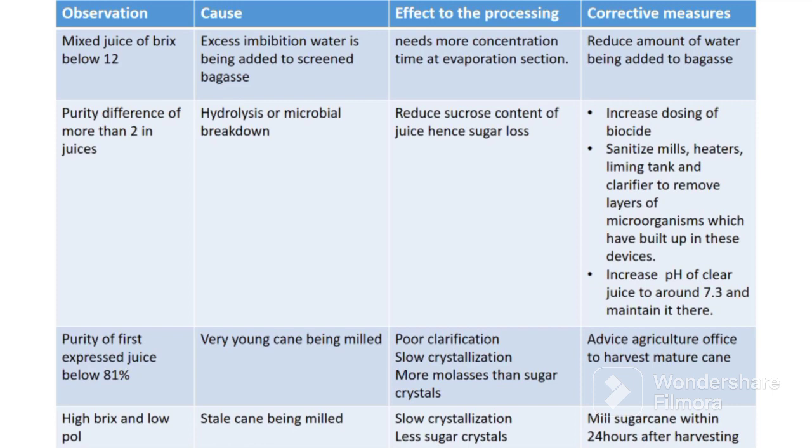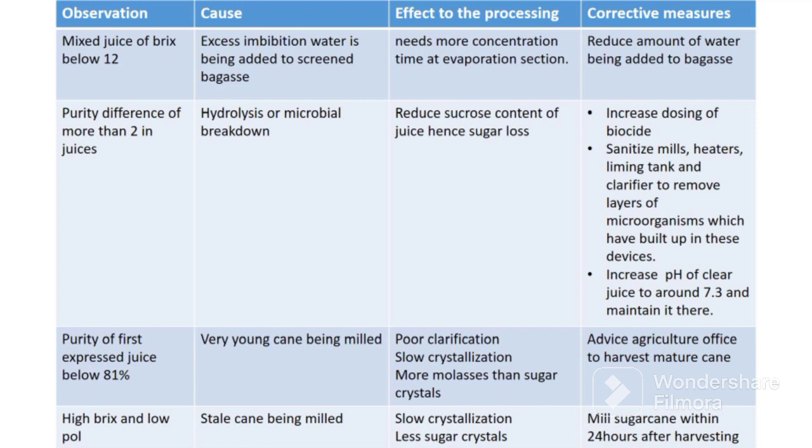The third observation is purity of first expressed juice below 81%. That shows young cane is being milled. The effects of milling young cane on the processing are, number one, poor clarification. Remember, young cane has carbohydrates like starch, and starch affects clarification of juices at the juice treatment section. Number two, you have slow crystallization. Young cane has things like starch, and this starch makes the juice gummy and prevents formation of crystals. And finally, young cane will provide more molasses than sugar crystals.